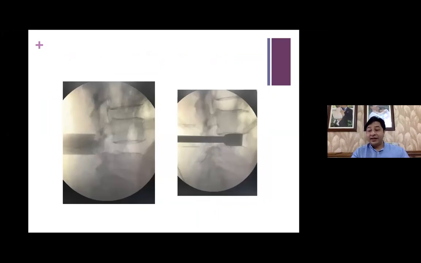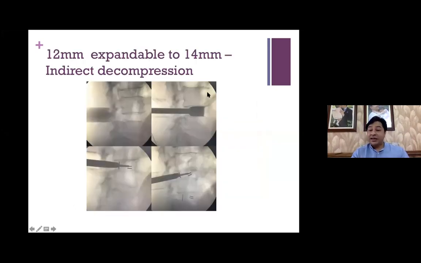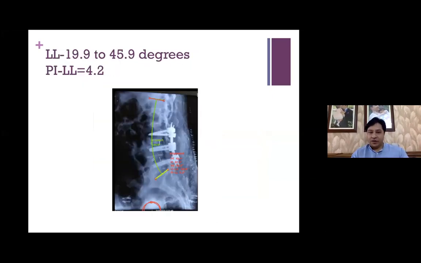And what we did was a very generous dissection of the disc space, and we used these big cages. These are 12 mm cages. These are expandable cages, which we can expand from 12 to 14 mm to get an equally good effect in lumbar lordosis as you would get with an OLIF. And this is what we could achieve finally.